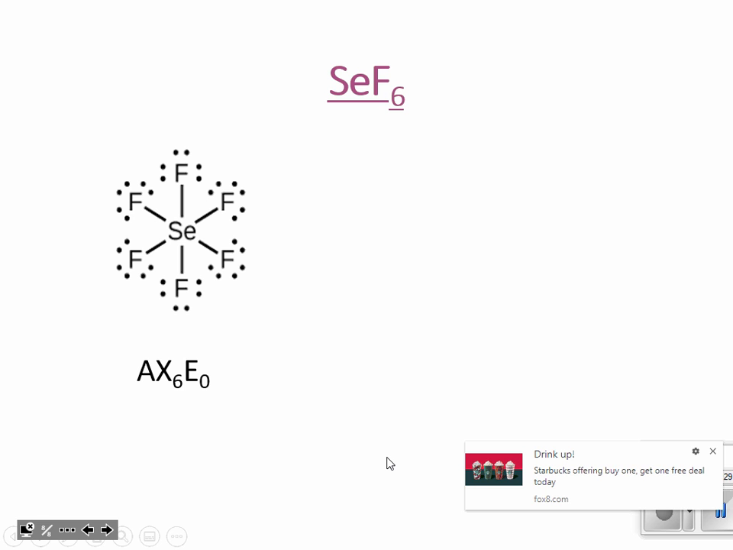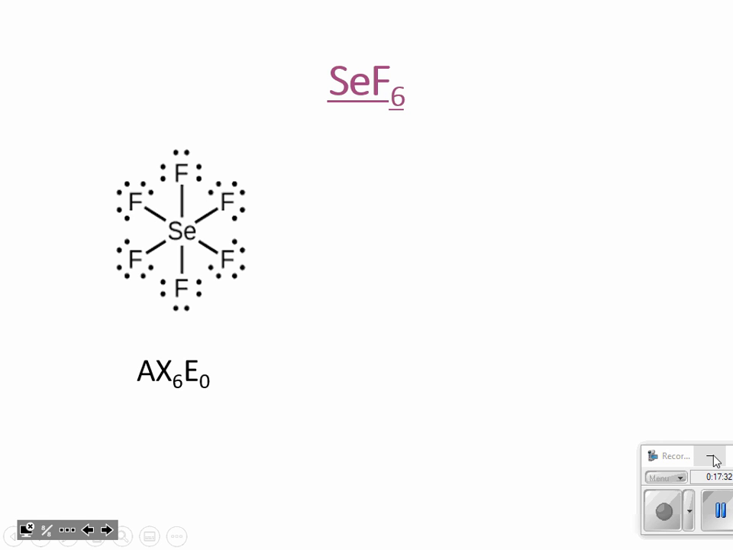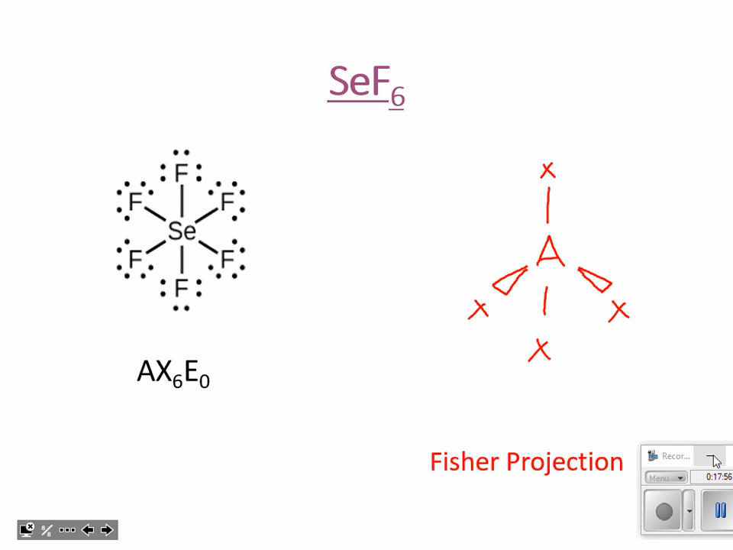So as I am drawing my Fisher projection for octahedral, I see that I have an A in the middle. I have an X up top. I have an X down at the bottom. I have a wedge with an X. I have another wedge with an X. And then I have hashes with the X's. So there's my Fisher projection that I need to draw.